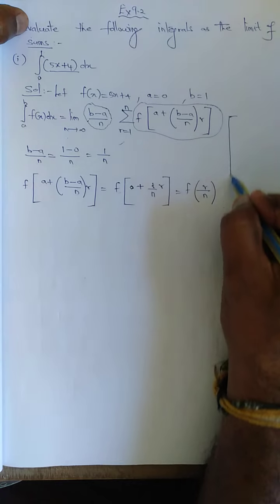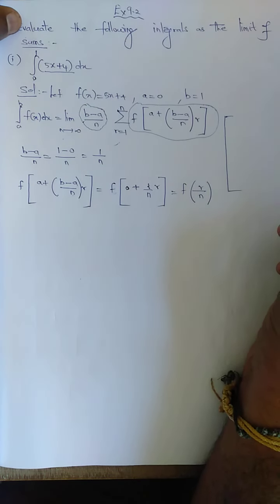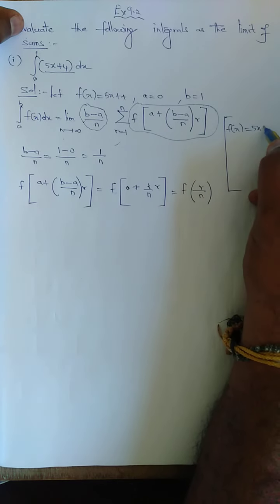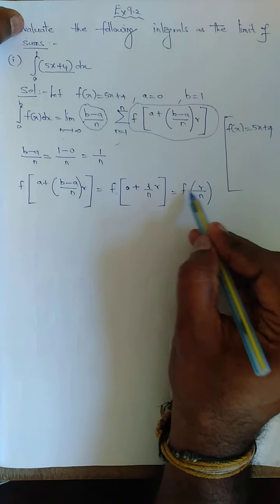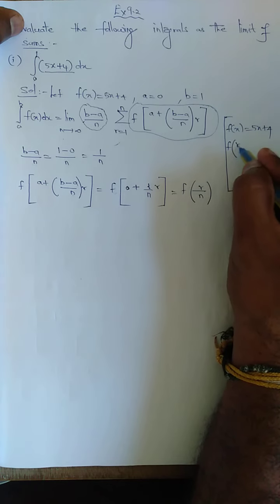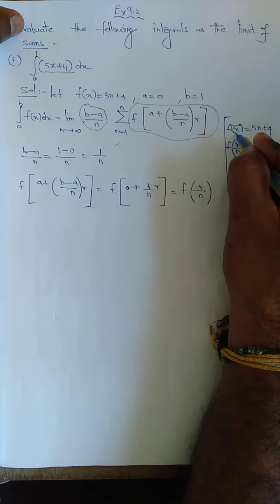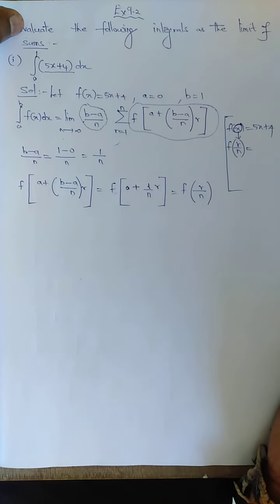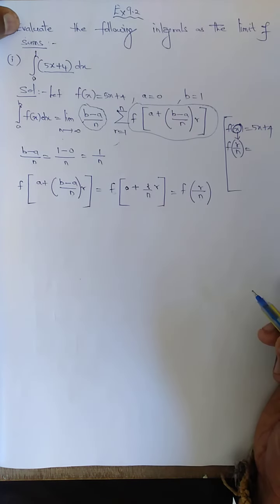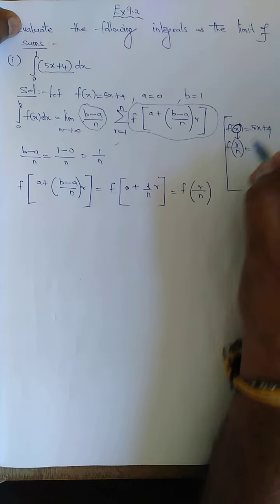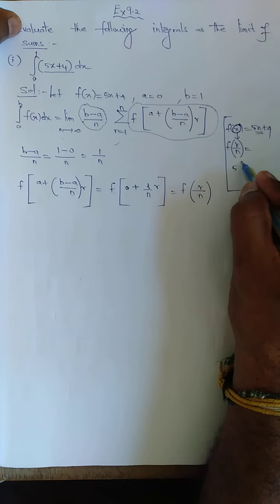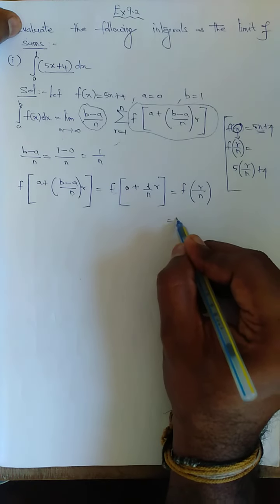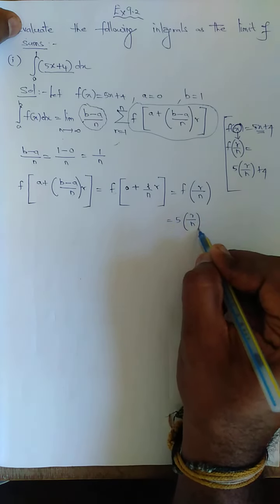You know the formula. What have we assumed f of x to be? We assumed f of x is nothing but 5x plus 4. But I need f of r by n. Listen carefully. In place of x, I need to apply r by n. So how can I apply it? 5 in place of x, apply r by n, plus 4. Therefore, what is the answer? 5 into r by n plus 4.